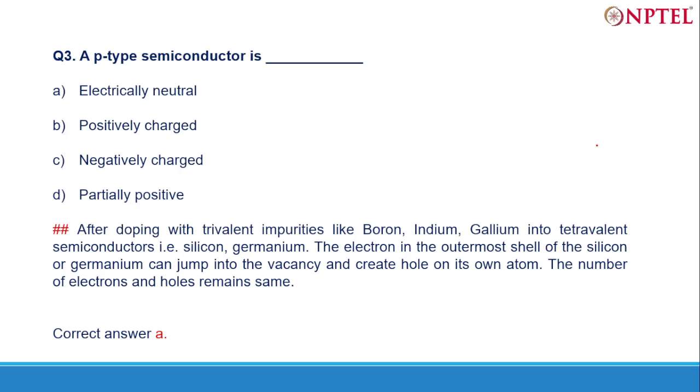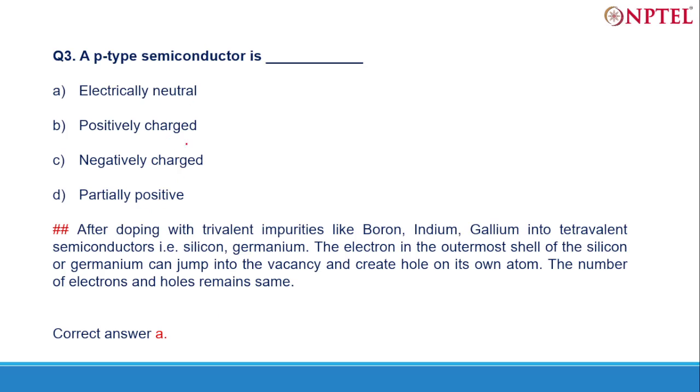Now the next slide. So the next slide is: what is a p-type semiconductor? P-type semiconductors are basically tetravalent semiconductors like silicon and germanium, doped with trivalent impurities like boron, indium, and gallium. What we have to check here is whether it is electrically neutral, positively charged, negatively charged, or partially positive.